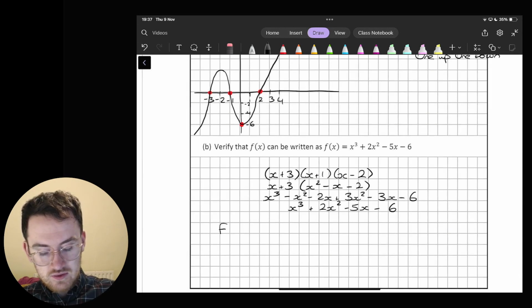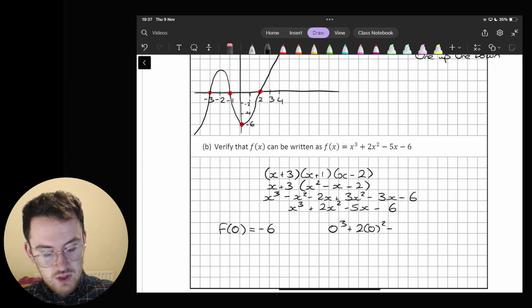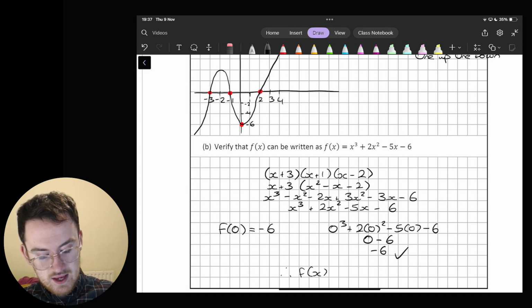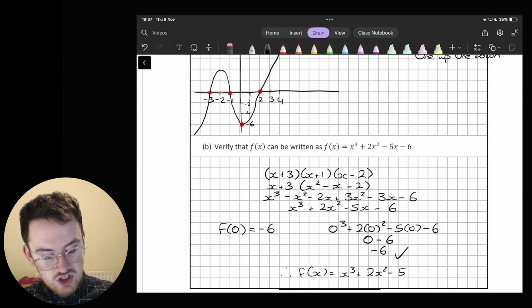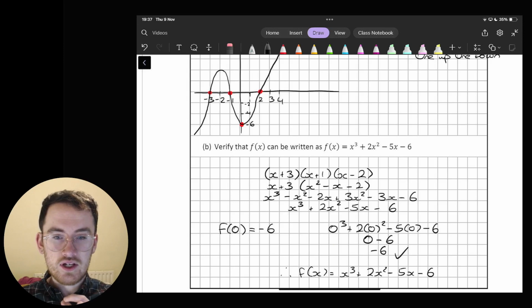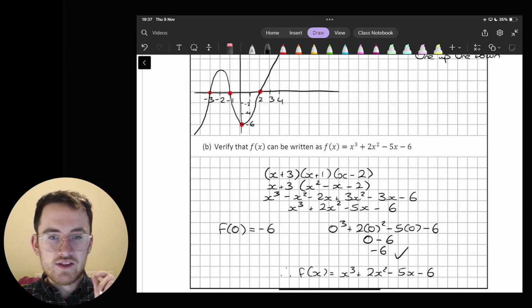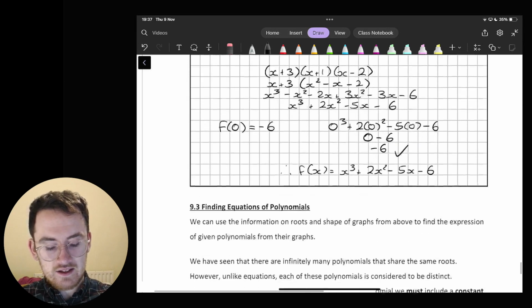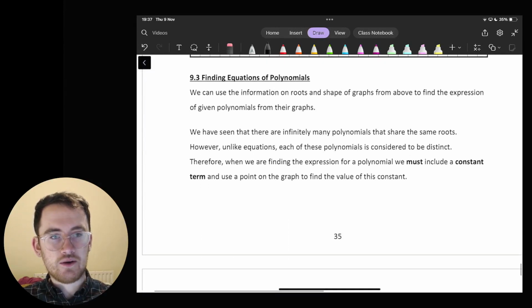So we know that for this function, f of 0 is equal to minus 6. So if I sub in 0 into my function, just to verify for myself, I get 0 minus 6, which is minus 6 as expected. And therefore we can say that f of x can be written in this form. But what we're going to see is that in general, we have to include an extra little part just to ensure that the function we're getting is the exact function that's been plotted. Okay, and it's leading us nicely into this next little part here.